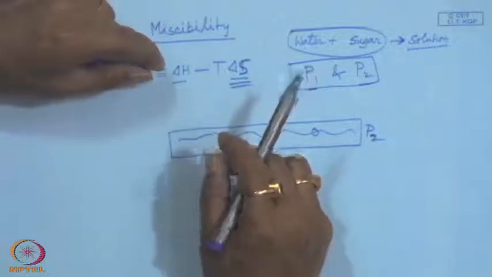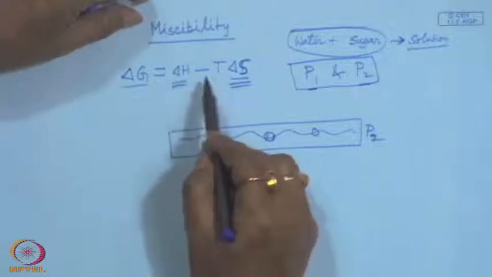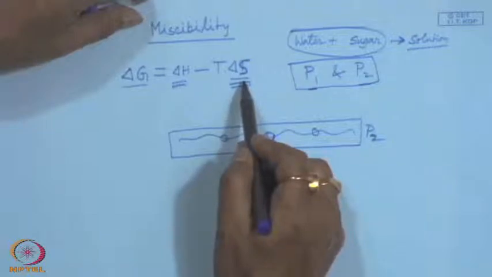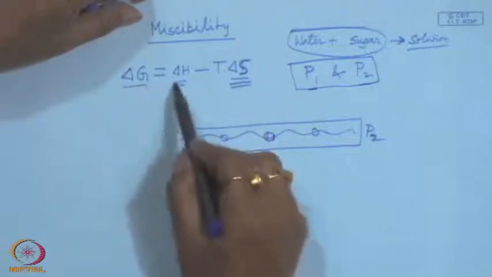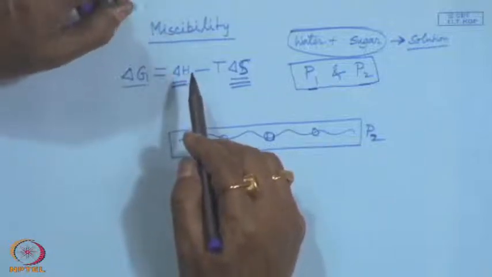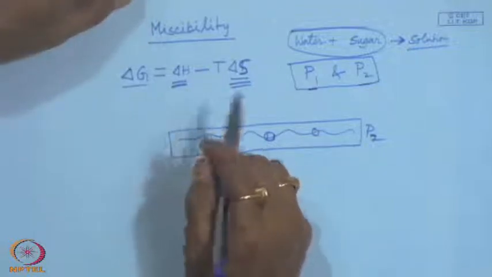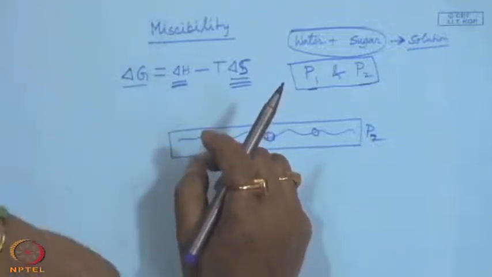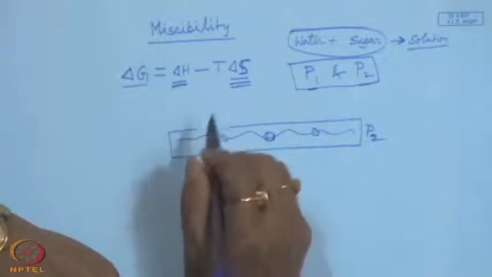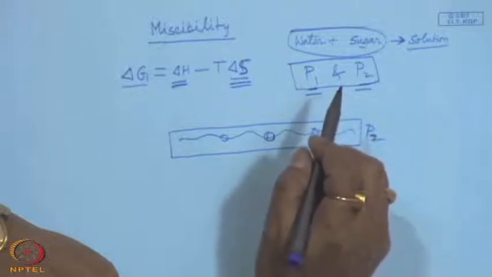Hence, this delta H must be negative or 0 in order to make delta G negative. So, delta H is very small. In order to make this delta G negative, the delta H must be made very small, or 0, or negative for the formation of miscible blends. Now, the requirement for a negative delta H value can be met when there is a physical interaction or physical attraction between the component polymers, for example, hydrogen bonding.